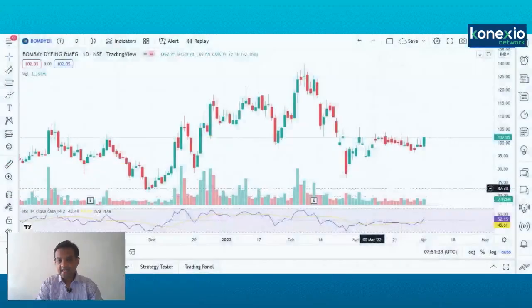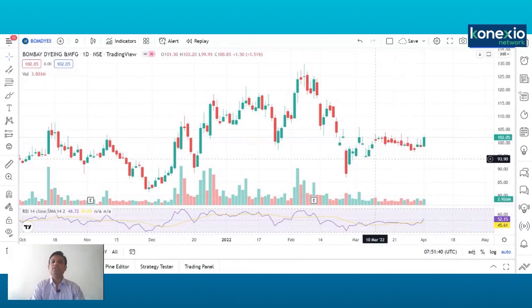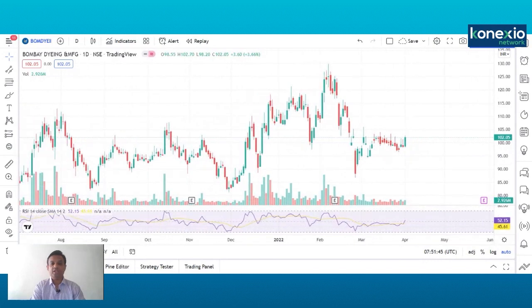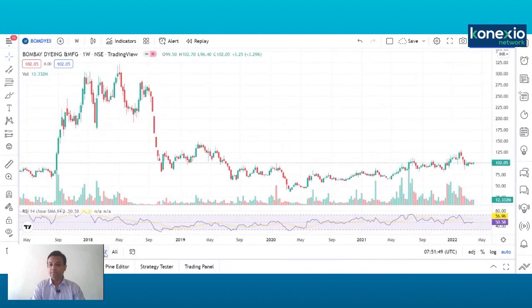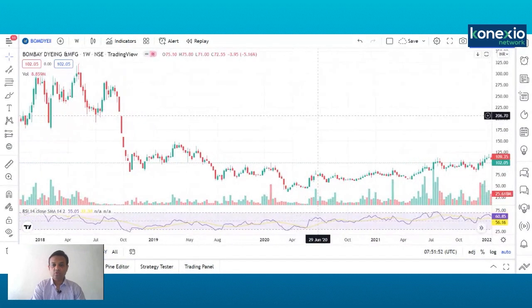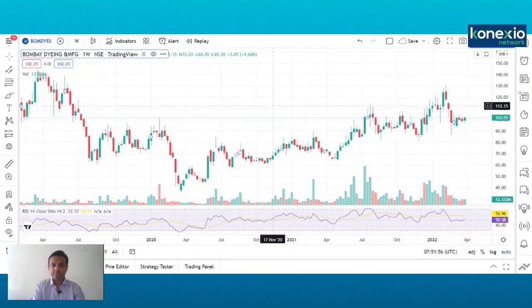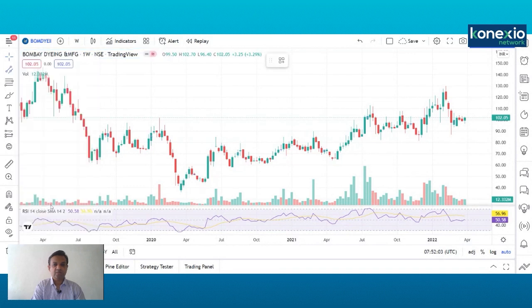See here, it has been consolidating. The price has not dropped. The consistent volume and consolidation of this particular trend is clearly indicating that the stock is well poised for an upside rally from these levels in the long term. So let me show a particular trend in Bombay Dyeing. Since maybe 2020, the stock has been moving in an upward rising channel.